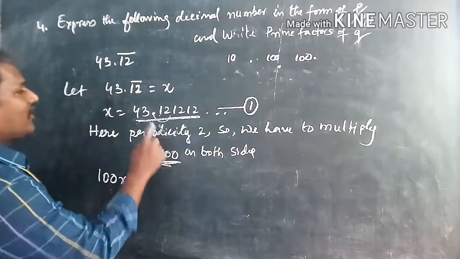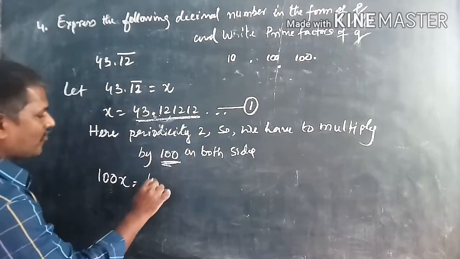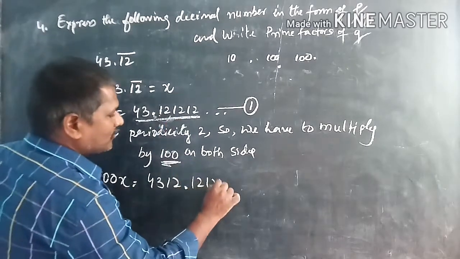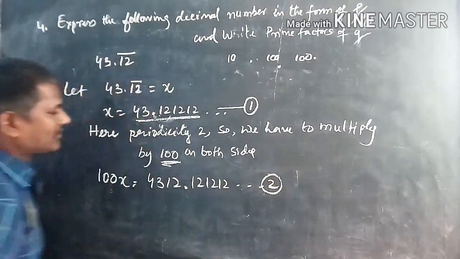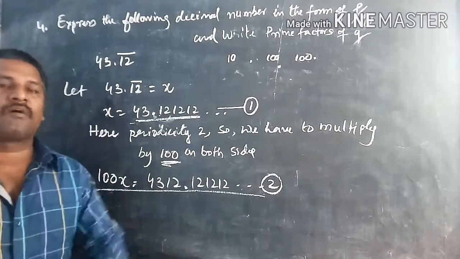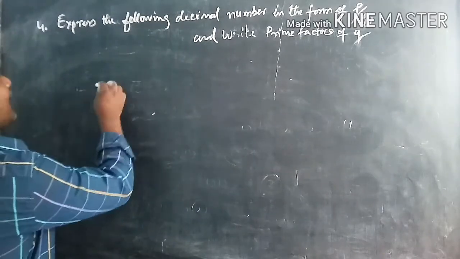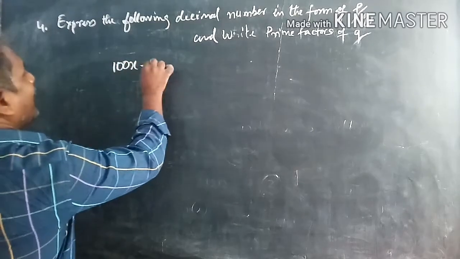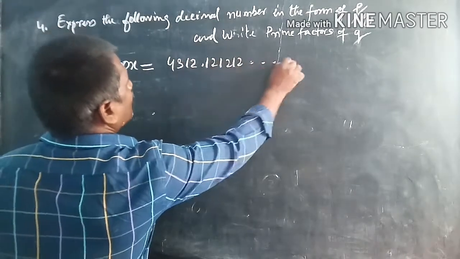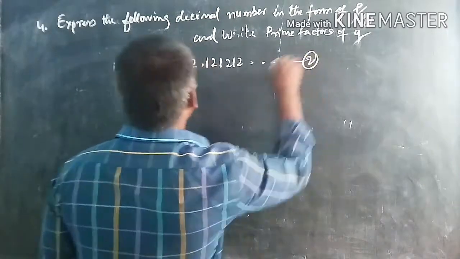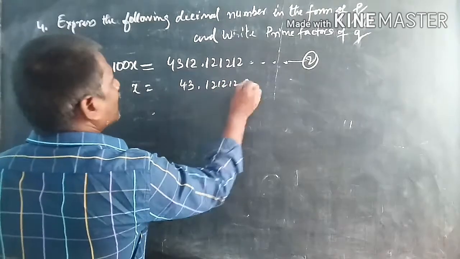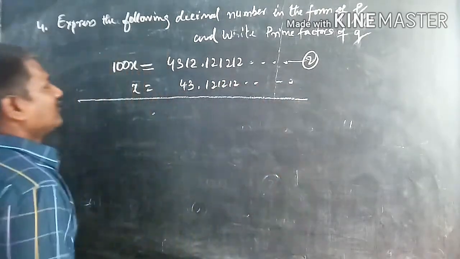So as it is multiplied by 100, you move the decimal 2 places forward: 43, next 1 2, next you put the decimal point, then it continues 1 2 1 2 1 2 and so on. This is represented as equation 2. As equation 2 is bigger than equation 1, now you have to subtract equation 1 from equation 2. Equation 2 is 100x equal to 43.1212 and so on, and equation 1 is x equal to 43.1212 and so on.